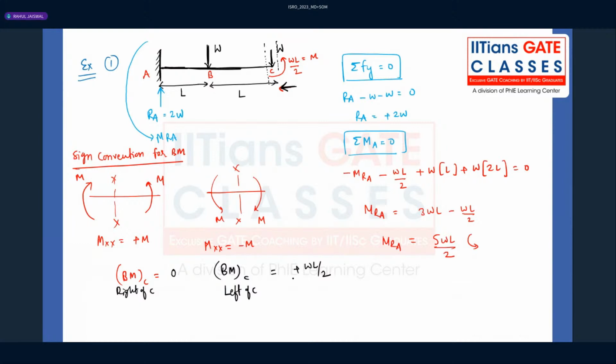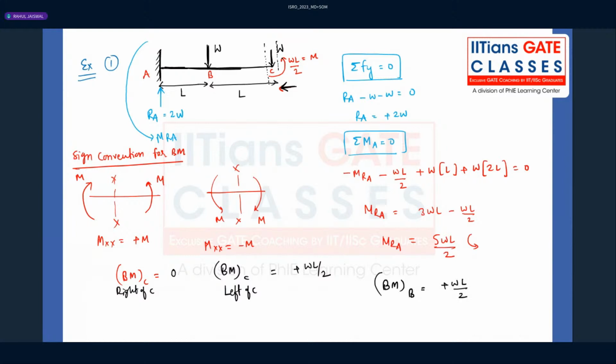Then what is happening with point B? What about the bending moment at point B? Only one-time calculation is needed because there is no external moment. When there is no external moment, one calculation is sufficient to find the bending moment. So that is nothing but plus WL by 2.